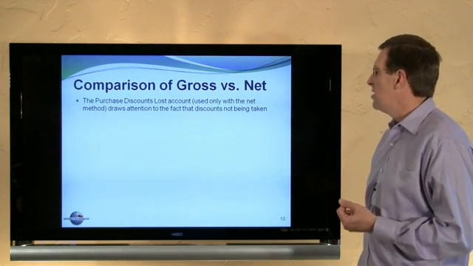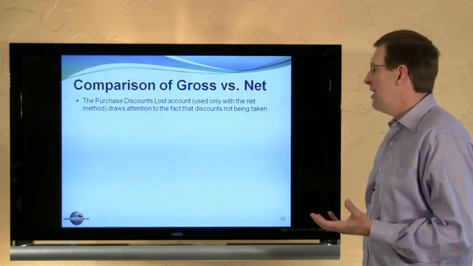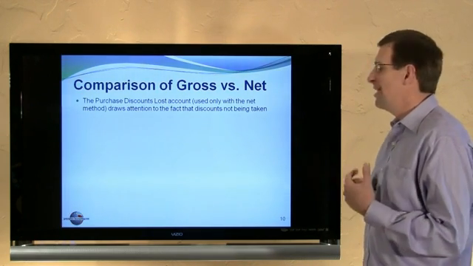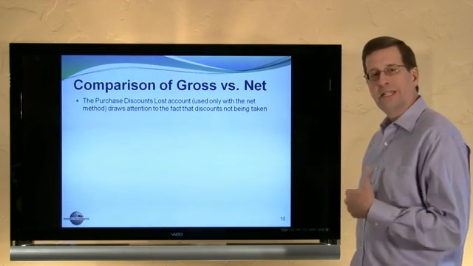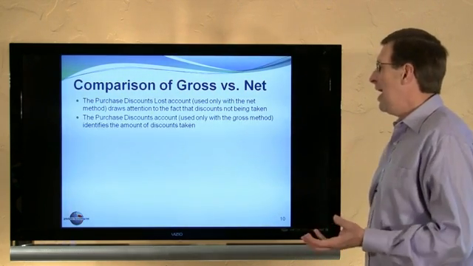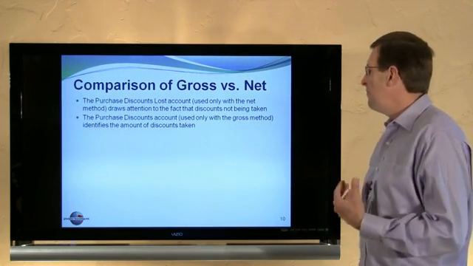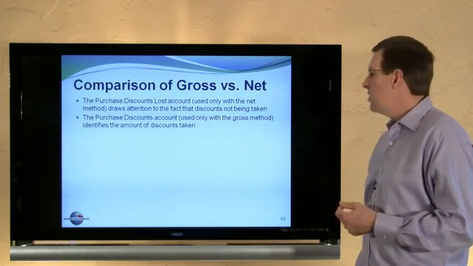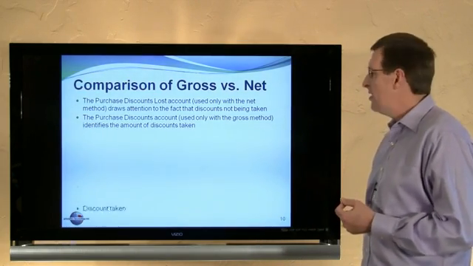Let's close by comparing the gross and net methods. The purchase discounts lost account is only used with the net method, and it draws attention to the fact that discounts are not being taken. That's a good bit of information for managers to be aware of, what discounts are being lost. However, the purchase discounts account, that reflects the discounts taken, is only used under the gross method. So we have a difference there.